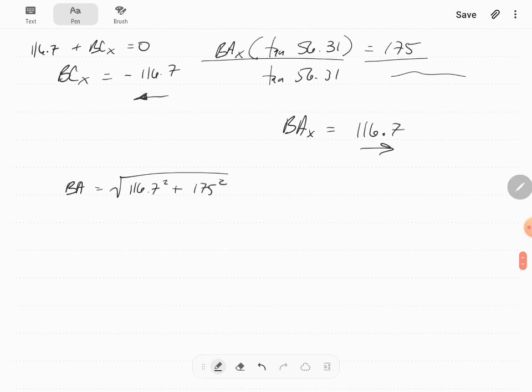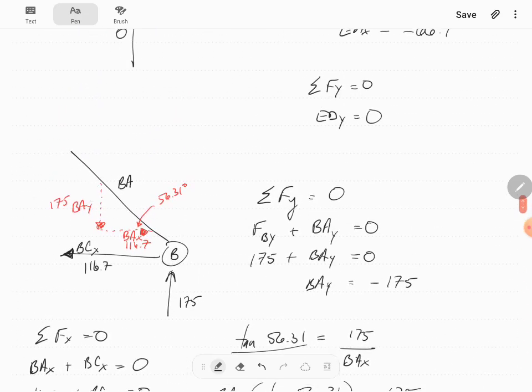squared. I don't need to worry about positive or negative because when you square them, they're always going to end up being positive. So I'm going to square my previous answer plus 175 squared, this is all under a square root, yields an answer of 210.3 pounds of force. Now, which way is it pointing? Well, you tell me. Which way are those arrows pointing that are in red? Down and to the right, which means this points that way at 210.3 pounds of force.